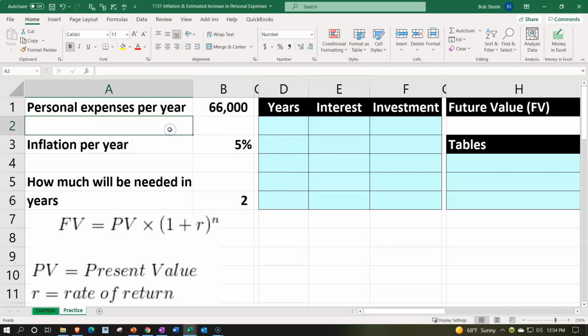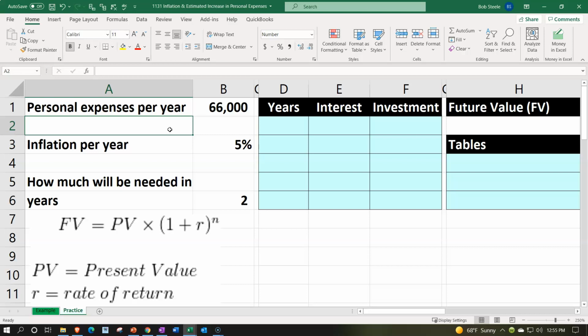The information says that we're going to estimate the personal expenses per year, costing us $66,000 per year. We're going to assume that there's a yearly inflation rate of 5%, and then ask ourselves how much we're going to need in 2 years in order to cover the same kind of personal expenses given the inflation.